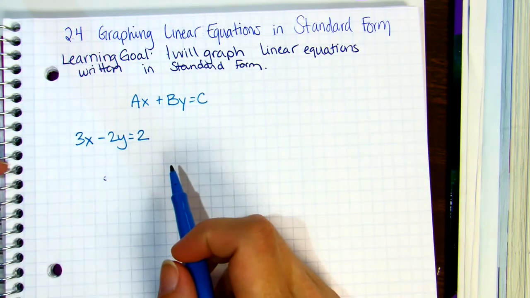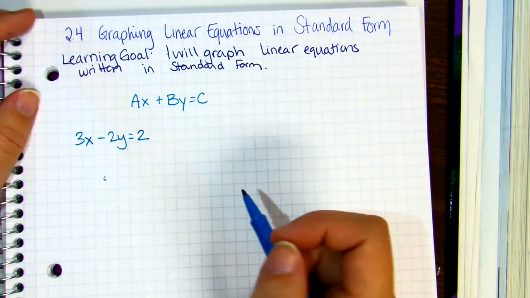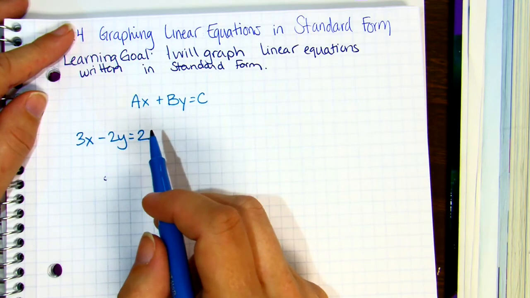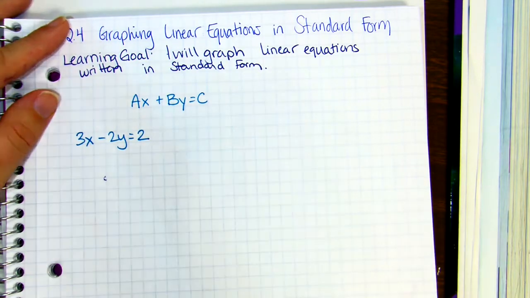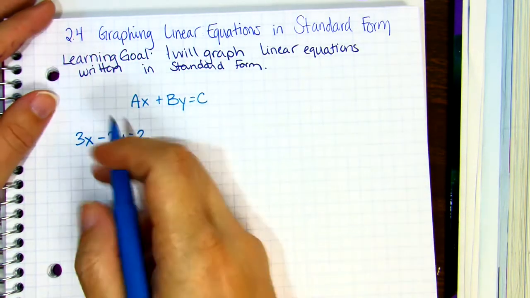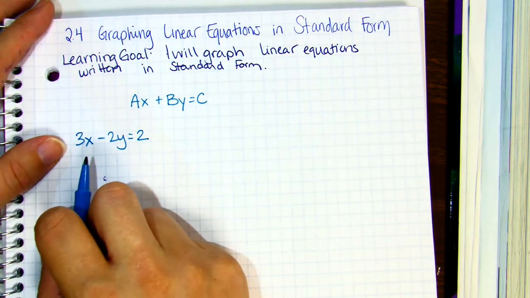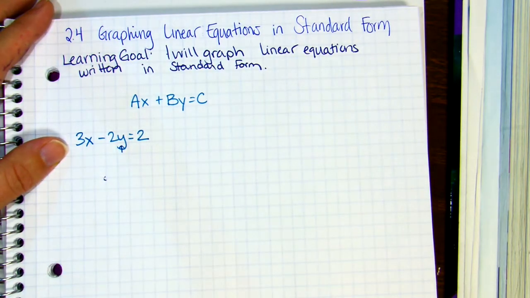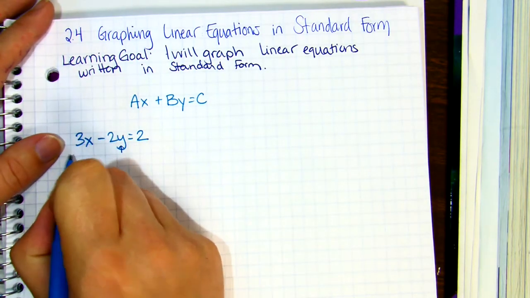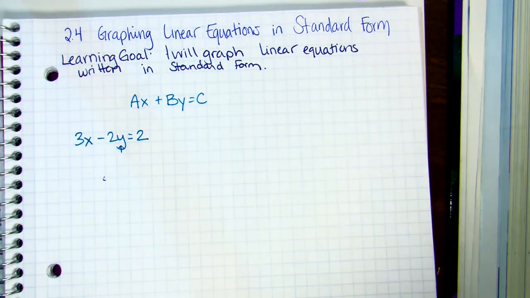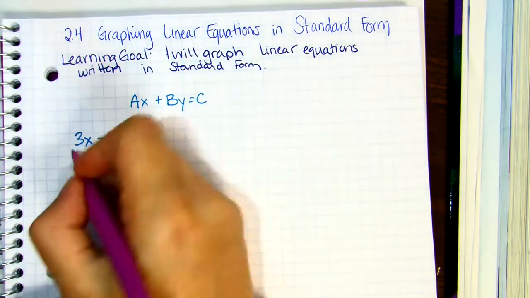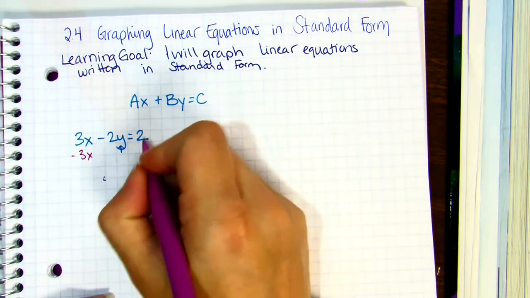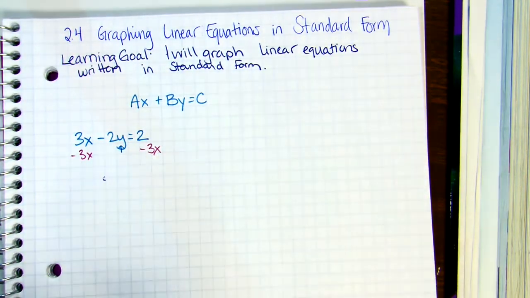There are two ways that you can graph these. The first way is to just take this and write it in slope-intercept form. So that's probably going to be your best bet most of the time. So all I need to do is solve for y to put it into slope-intercept form. So the first step is going to be to subtract 3x from both sides. So I'll subtract 3x, subtract 3x.